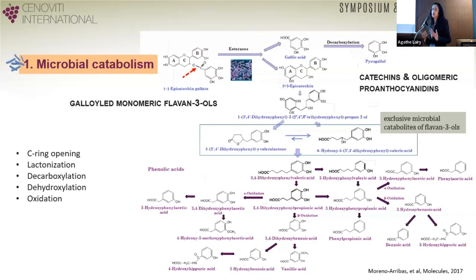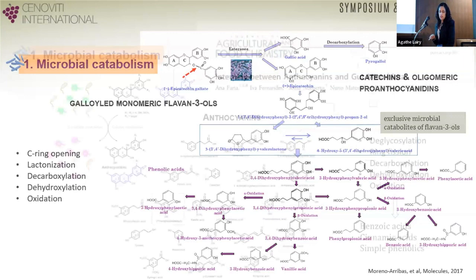So we have here common structures between different classes of phenolics. When we have flavan-3-ols conjugated with galloyl groups, we should have the action of esterases that are present in our microbiota, the release of gallic acid, and then the decarboxylation giving rise to pyrogallol groups.